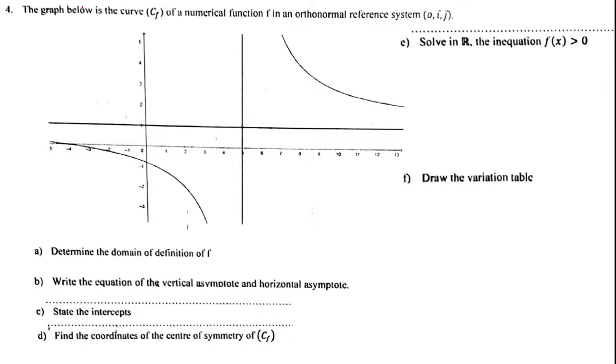Okay, now we have this function. The graph below is the curve of a numerical function f in an orthogonal reference OIJ. So let's look at this function very well. This is the y-axis, as you can see, and this is the x-axis. Then we have this line y is equal to 1. This line is the horizontal asymptote, right? And we have this line x is equal to 5, and this one is the vertical asymptote.